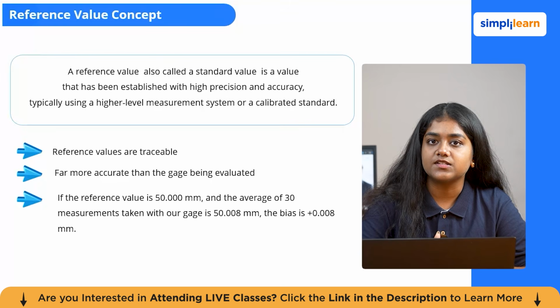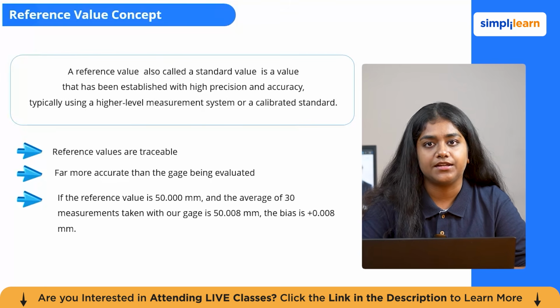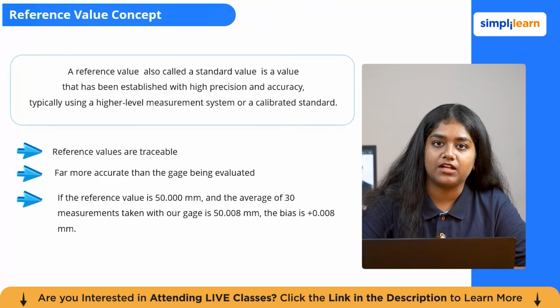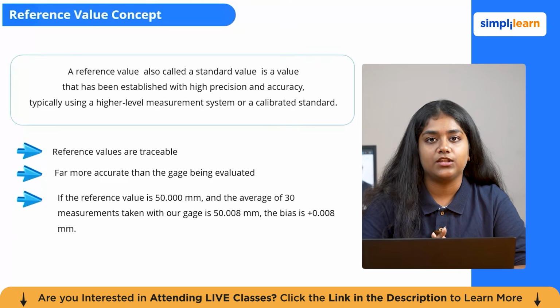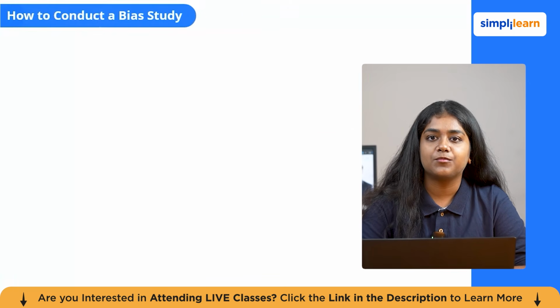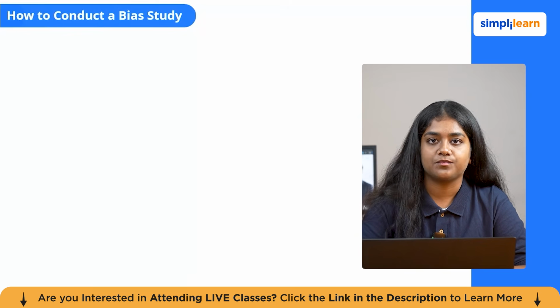It's important to understand that reference values are not perfect either. They have their own uncertainty, but they are established to be far more accurate than the gauge being evaluated. So for practical purposes, they serve as our true value. So how do we actually test for bias? Let's look into it. The process is conceptually simple, though there are formal statistical procedures behind it. Here's a basic approach.